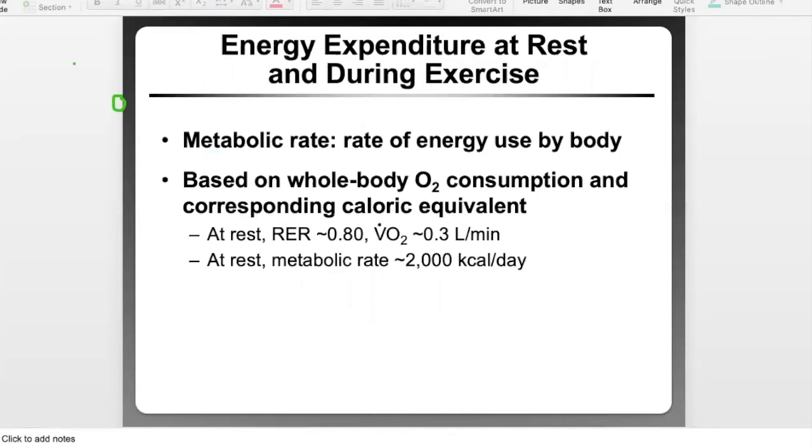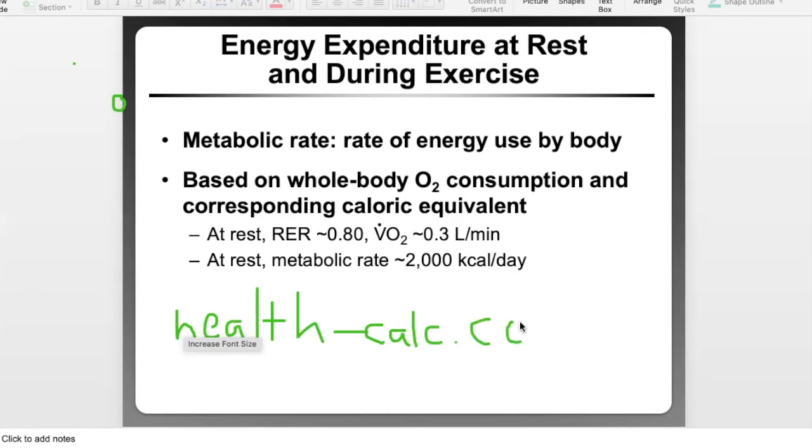Another way of measuring energy is to use one of those energy calculators that I showed you at the beginning of the semester. It's health-calc.org or .com or whatever. I'll just search health-calc. And then you can use these energy expenditure calculators. There's an energy expenditure calculator here that you can use. I think it's awesome. I use it with all my athletes and a lot of the lectures that I do on energy expenditure.